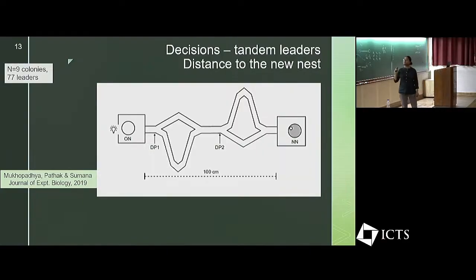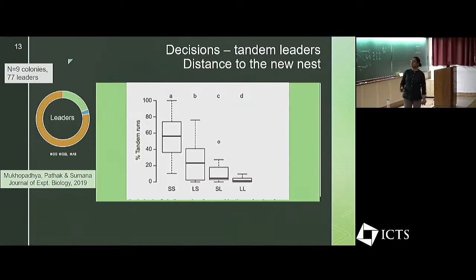So if they are capable of assessing the shortest path, then of course they should be taking the shortest path, because that will take a shorter time to reach. Now, what do we find in our experiments? Most of the leaders are taking a combination of these two paths, a combination of short and short long. Very few are sticking to only the long paths.